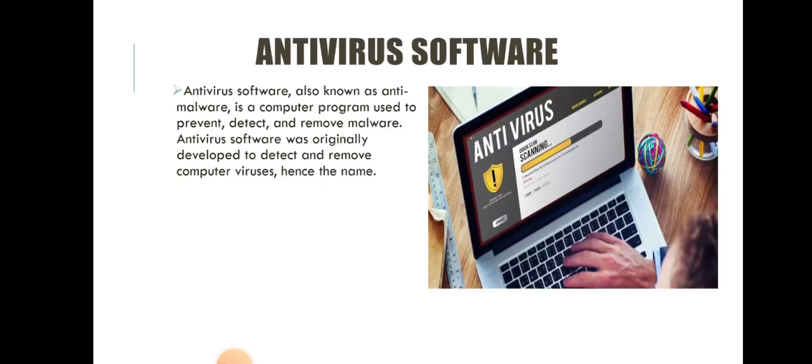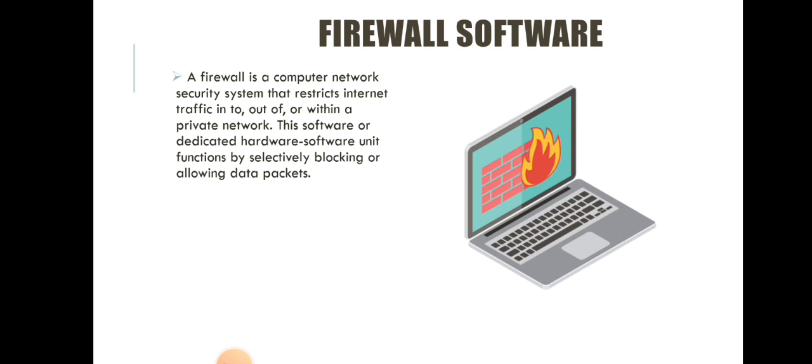Antivirus software. Antivirus software, also known as anti-malware, is a computer program used to prevent, detect and remove malware. Antivirus software was originally developed to detect and remove computer viruses, hence the name. Firewall software. A firewall is a computer network security system that restricts internet traffic into, out of, or within a private network. The software or dedicated hardware unit functions by selectively blocking or allowing data packets.